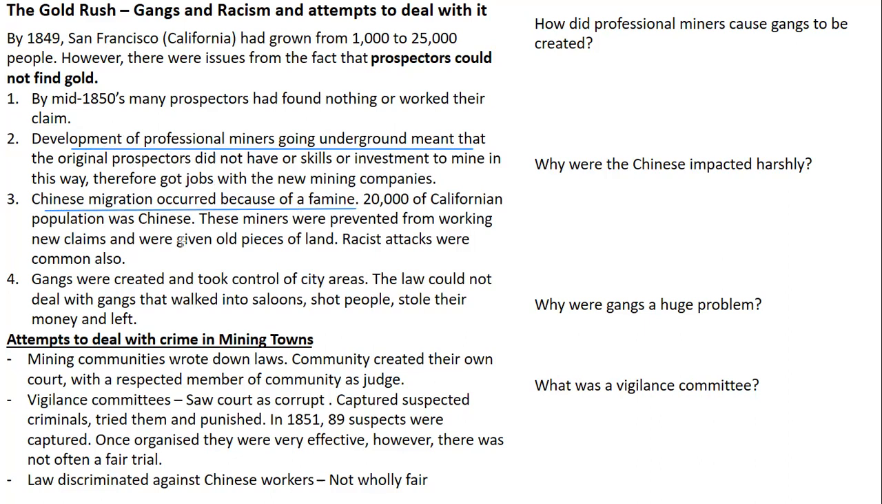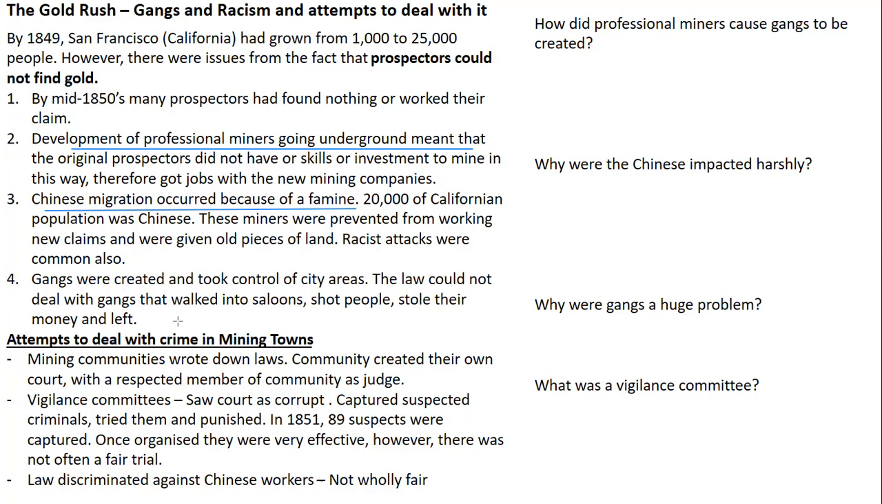20,000 of the California population was Chinese. However, these Chinese miners were prevented from working new claims and given old pieces of land, and there were regular attacks. And gangs were created and took control of areas. The law couldn't deal with gangs, so they walked in saloons, into pubs, shot people, stole their money, and left. It was a lawless environment because there was no law and order to deal with it.